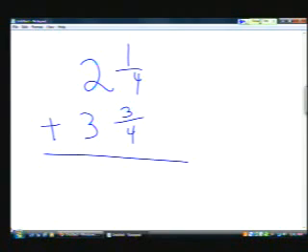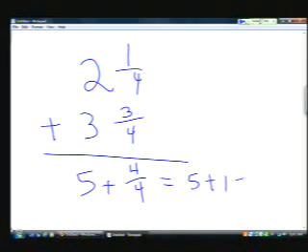So 1/4 plus 3/4 is how much, Rachel? 4/4. Very good. That's right, 4/4. And then you go 2 plus 3 is 5. So we get our answer of 5 4/4. Well, that's not a good simplified answer. So you got to go 5 plus 1, and that makes 6.